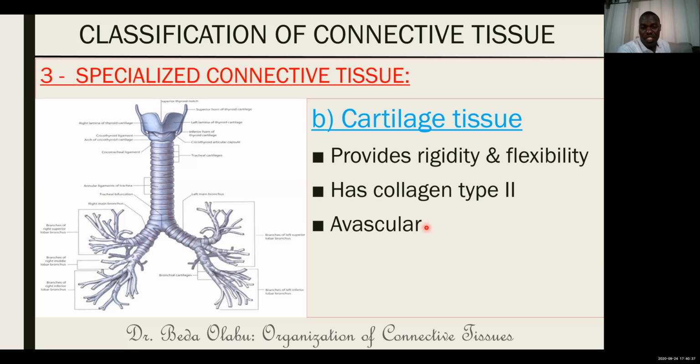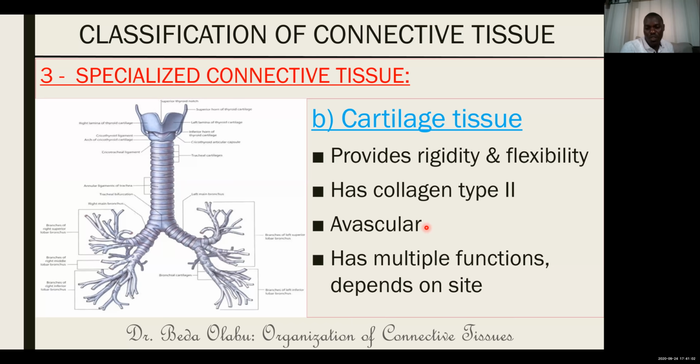That's why you are advised, if you're piercing your ear, you don't pierce where there is cartilage. You don't pierce on the upper part because that cartilage is avascular. It will not heal faster. If you need to pierce your ear, you pierce on the lower side where there's no cartilage. It will heal faster. There are multiple functions of cartilage, and this will largely depend on where they are found.